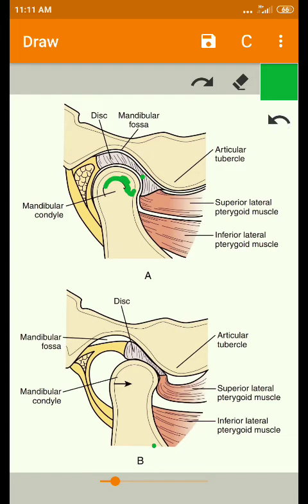Okay, now coming to the second portion of the opening, which occurs after rotation. The second portion of the opening involves translation of the disc and condyle complex, both the disc and the condyle complex, anteriorly. So this complex moves anteriorly and inferiorly along the articular eminence.